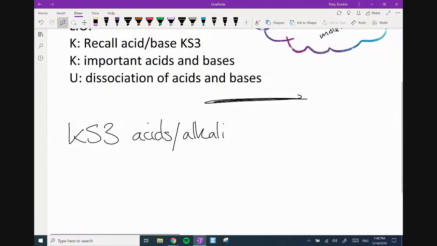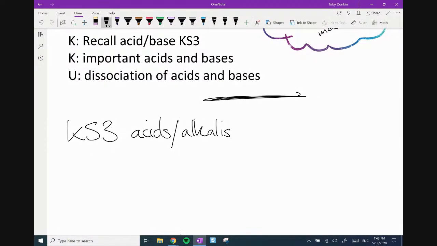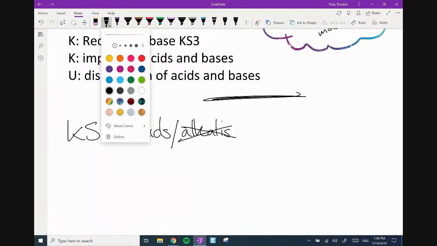Acid alkalis. Can I just point out that it's really common for this to be given as the topic title. I don't know why they do it. The only similarity here is the two A's. Maybe acids and alkalis rolls off the tongue. But the first thing I need you guys to realize is that this is not a good term.